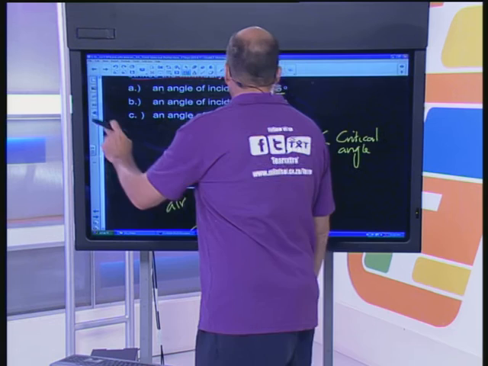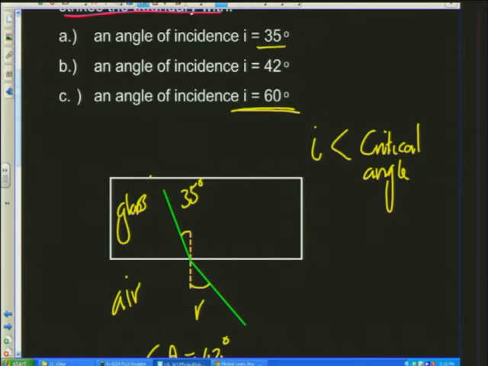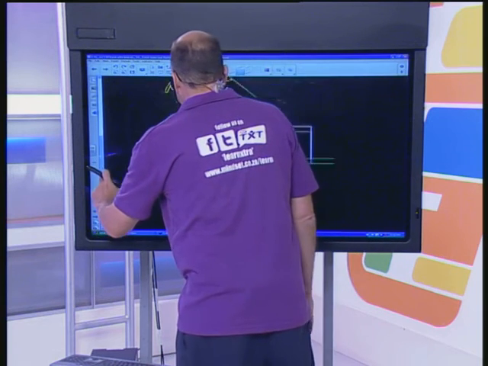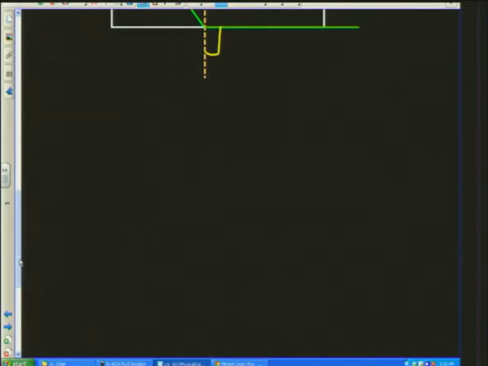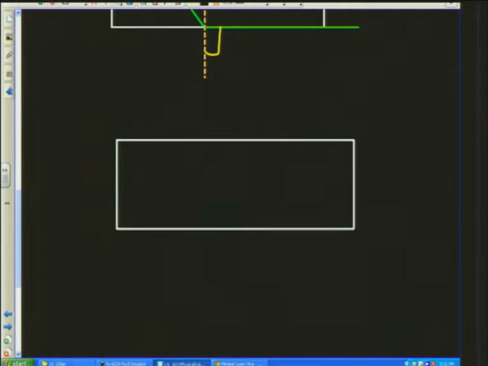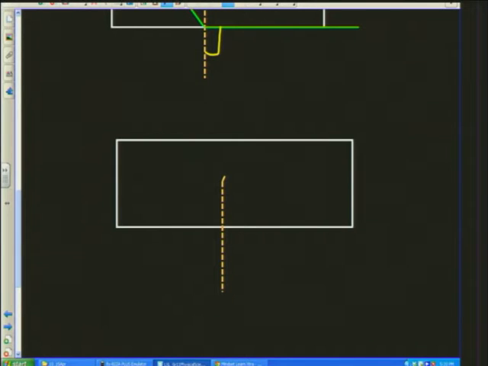What's the third situation? When the angle of incidence is 60 degrees. Now please remember, the angle of incidence is always measured from the normal. So let's do it again. Third scenario, here's our normal, and we're going to measure 60 degrees from this position, and we're going to put in the incident ray. Notice it's bigger.